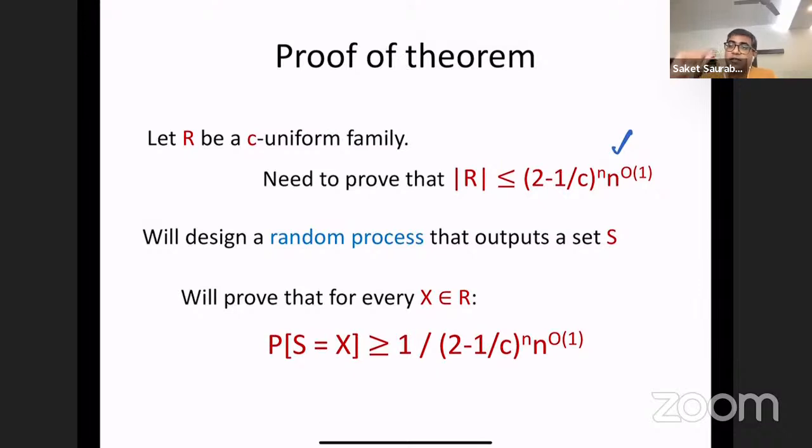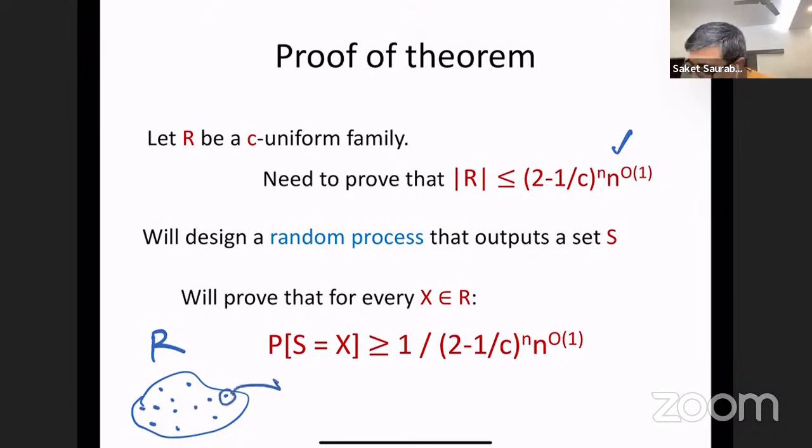What does it mean? For every element of your family, you have a positive probability to output it. So overall, the size will be upper bounded by this one. Think of it this way. Suppose here is your R, and here are points in R. I tell you, look, I'm going to give you a random process, and with probability some alpha, you are going to output any element.